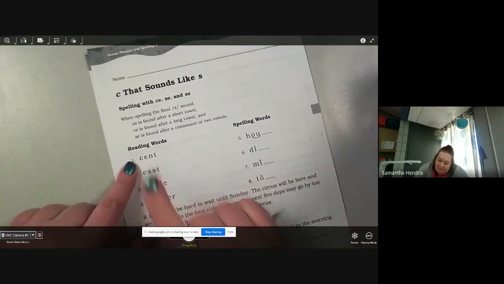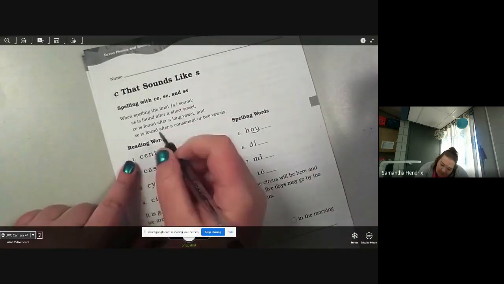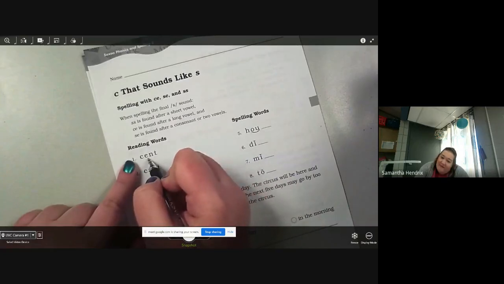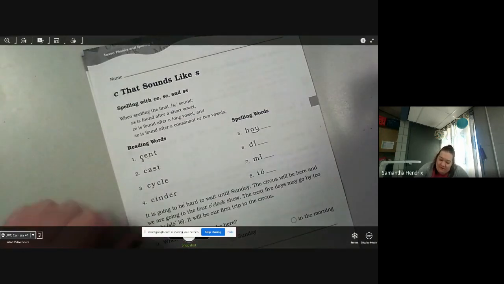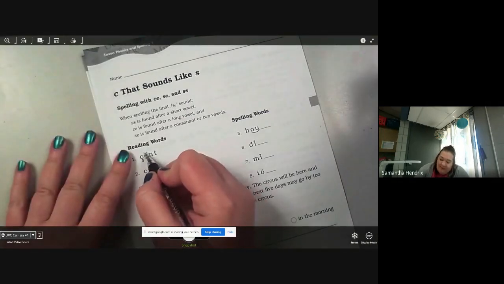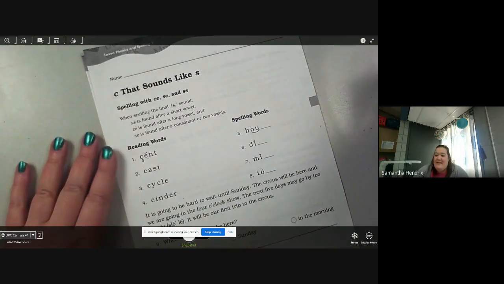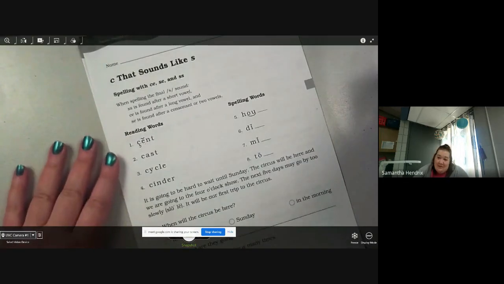So let's code. This is a C followed by an E. So it's going to be a schwa. Just do the best you can on those. And then this gets a breve. Scent. Okay.